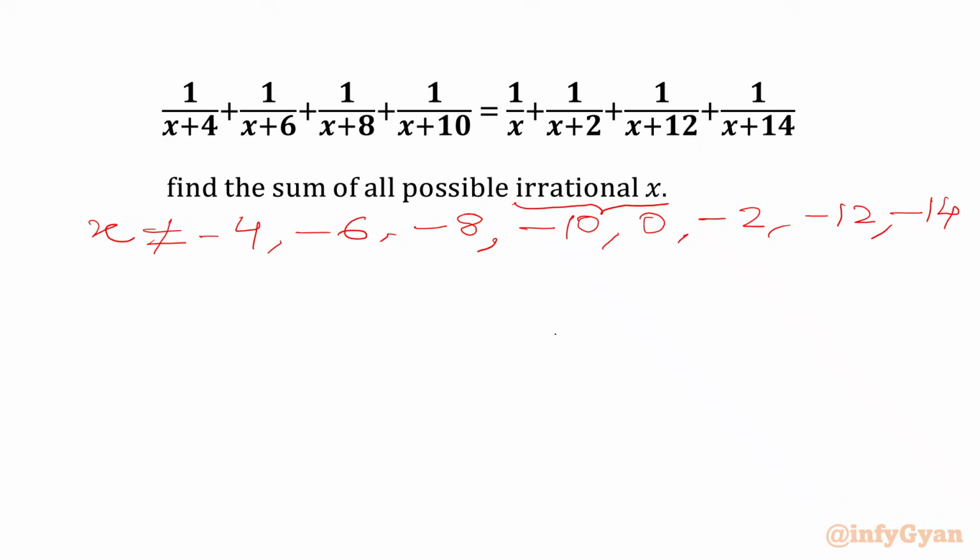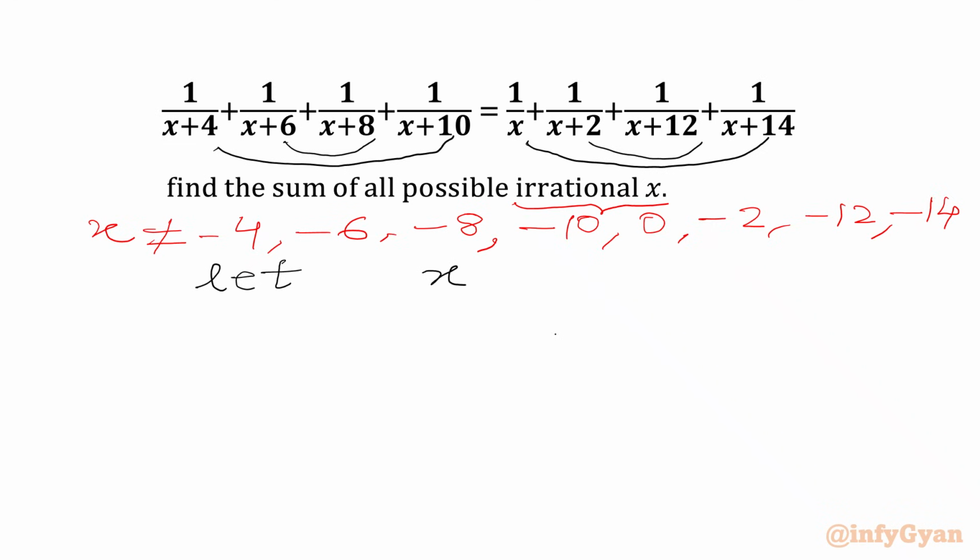Now we have 4 and 10 in the denominators, 6 and 8 in the denominators, 0 and 14 in the denominators, and 2 and 12 in the denominators, each pair adding up to 14. So let us use substitution here. Let us say the middle of 0 and 14, which is x plus 7, equal to our substitution, suppose u.